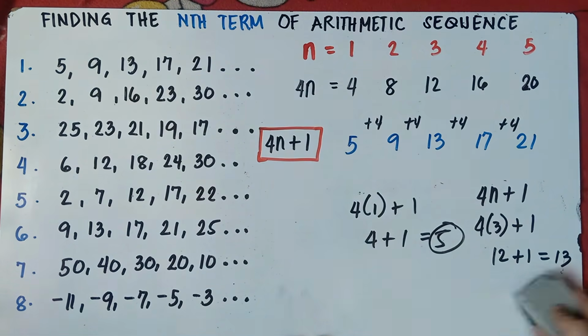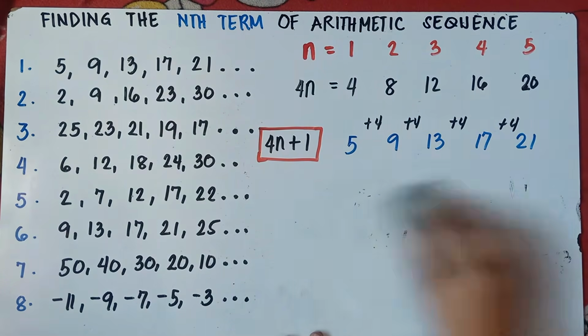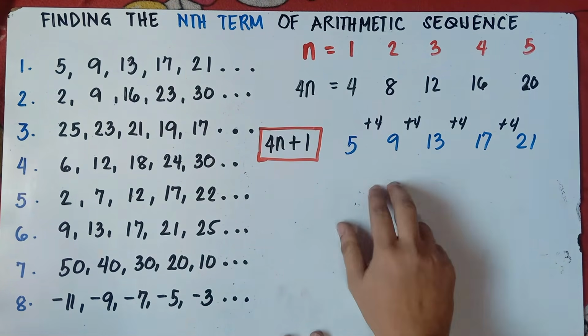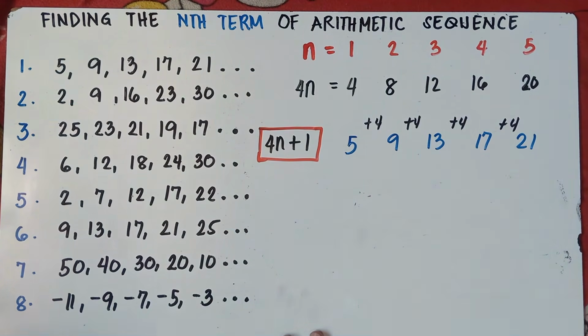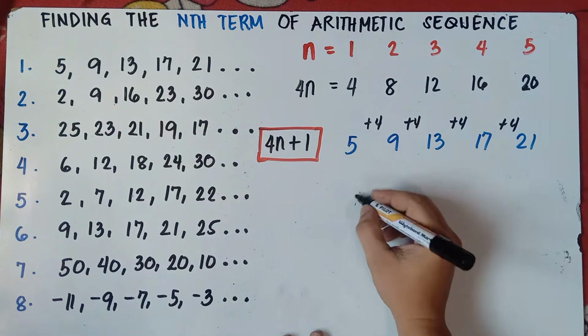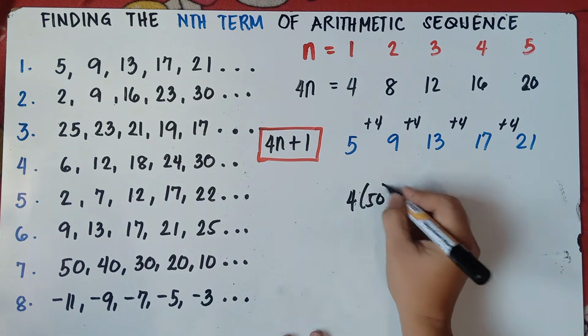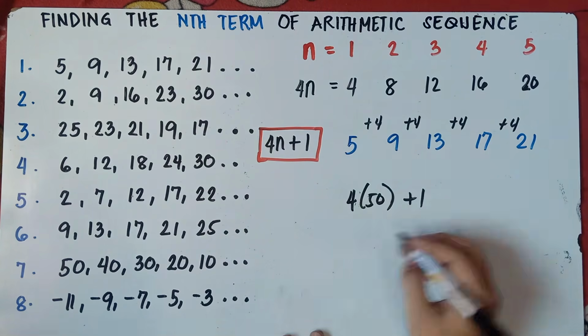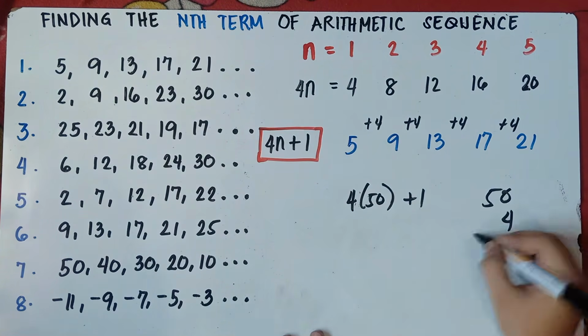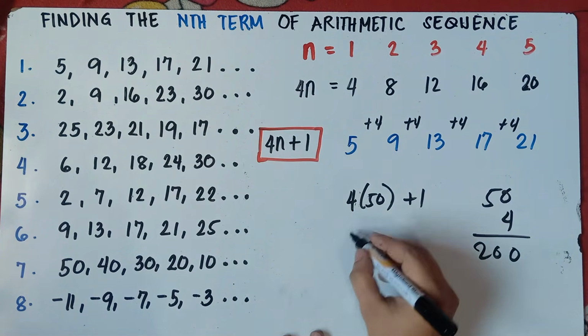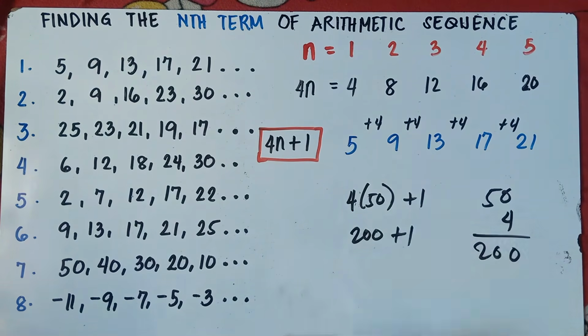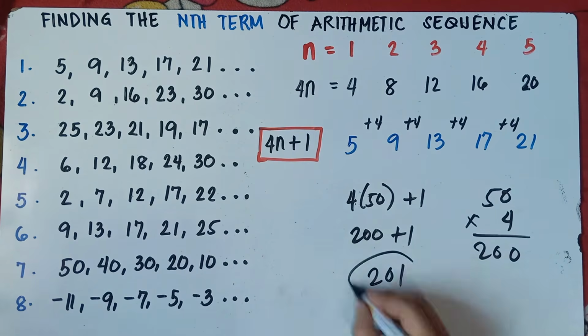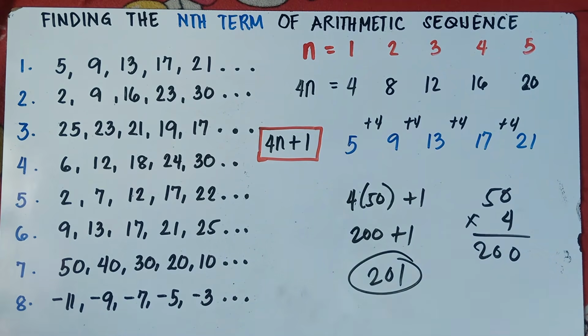Even if the teacher asks you what the 50th term is, what would be the 50th term of this given sequence? Just simply substitute 50 for n. So this will be 4 times 50 plus 1. 4 times 50 is 200, plus 1, that would be 201. So therefore, the 50th term is 201. That's the good thing if you know the equation, class.